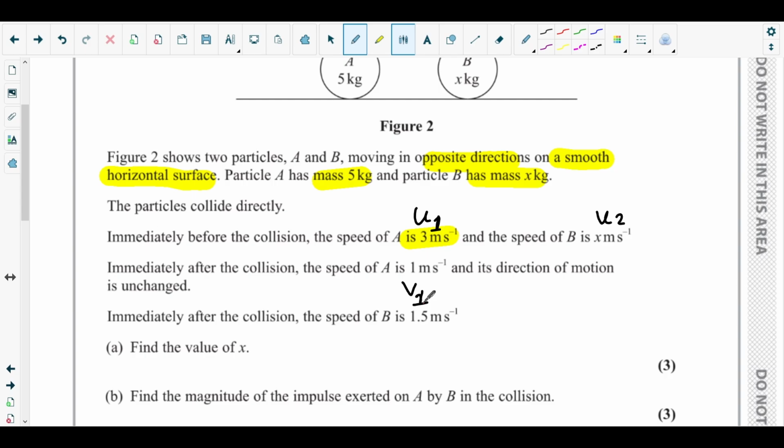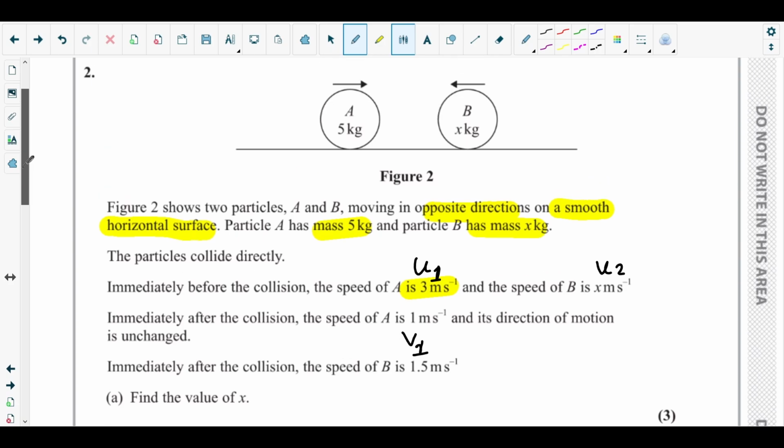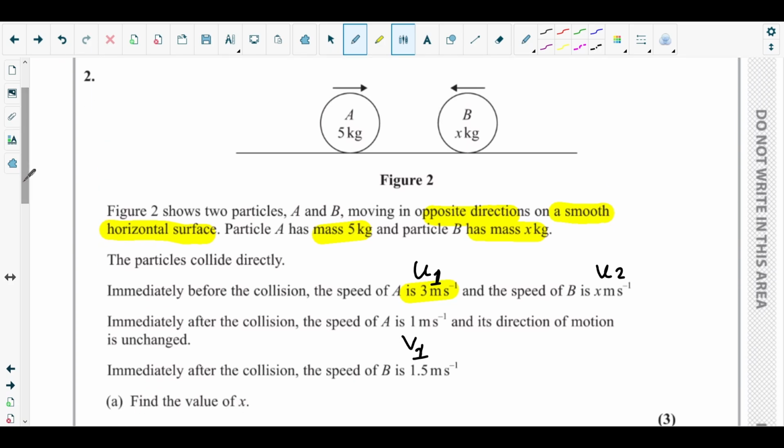and its direction of motion is unchanged. The direction of motion is remaining unchanged. Immediately after the collision, the speed of B is 1.5 meters per second. They didn't specify the direction of particle B after the collision, in which direction it will be moving after the collision. So that's the introduction to this question.